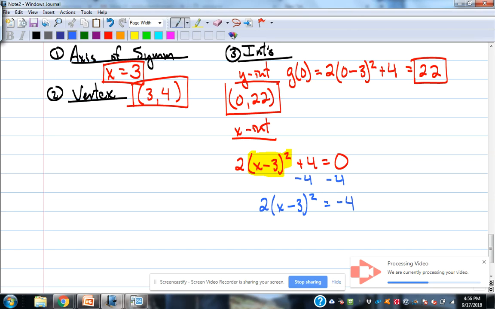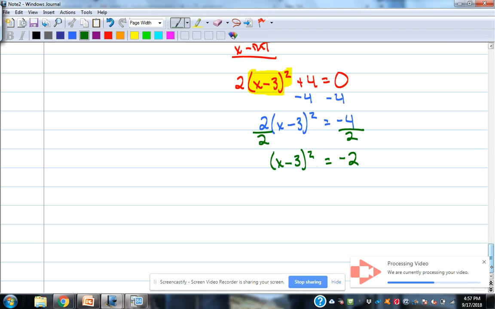So move the 4 by subtraction. I've gotten rid of the 4. Now I need to get rid of this 2 in the front. So it's multiplying times that parentheses. So I'm going to divide by the 2. Get rid of it. Now the squared part is by itself.